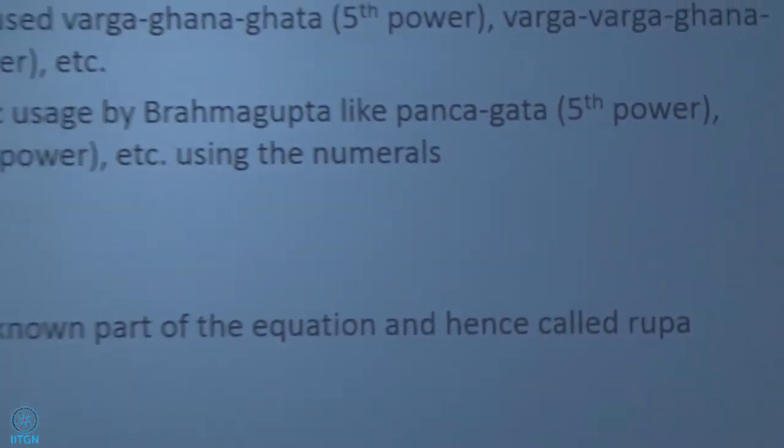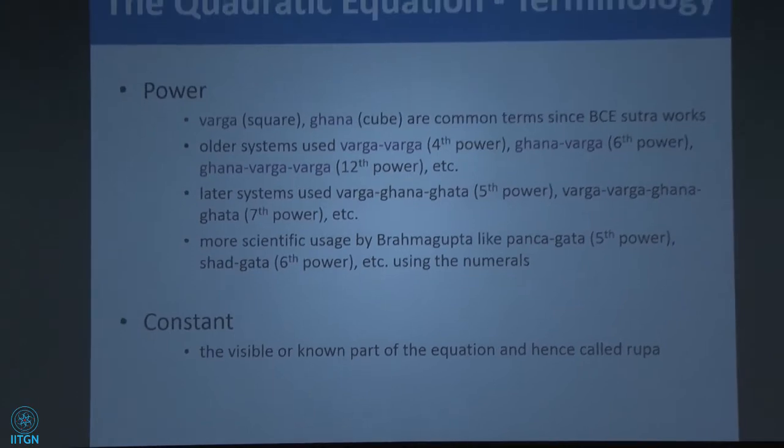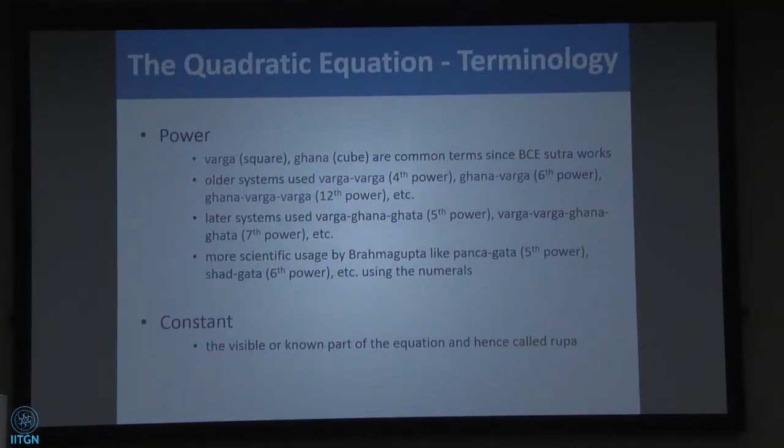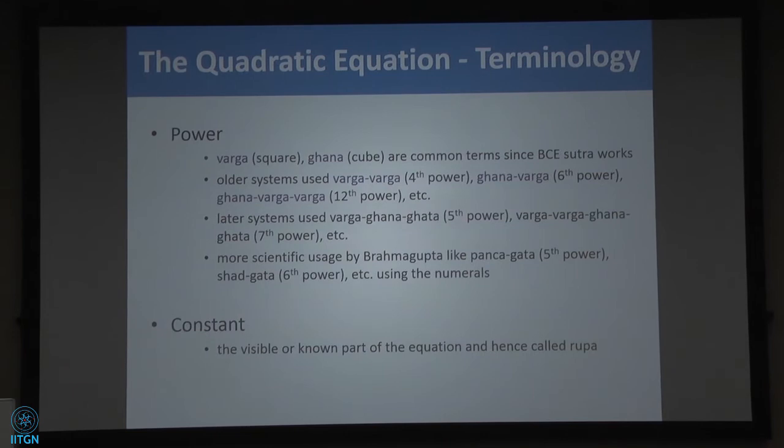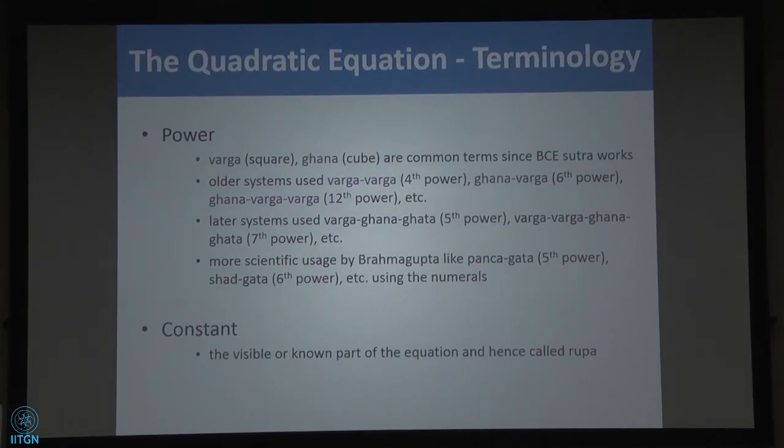As far as the power itself is concerned, we see the words varga for square and ghana for cube in the most ancient literature starting from the BCE Sutra works. Later on, they adopted a more multiplicative kind of system where for higher powers, for instance, the fourth power was referred to as varga varga, 2 times 2. The sixth power was referred to as ghana varga, ghana being cube and varga being square, so it became 3 times 2. Ghana varga varga, 3 times 2 times 2, the 12th power, and so on.